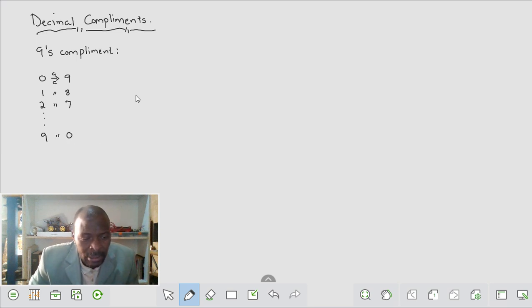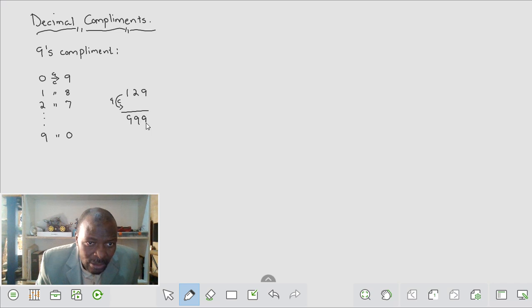Okay, that's straightforward. Now let's put digits together. Let's say we have 129 and we want the 9's complement of that. It is a set of digits. The 9's complement of 129 is that which will make these 3 digits a set of 9s. So as you can see, that will be an 8, that will be a 7, and that will be a 0. So 870 is therefore the 9's complement of 129. I don't know if I need to do another example.